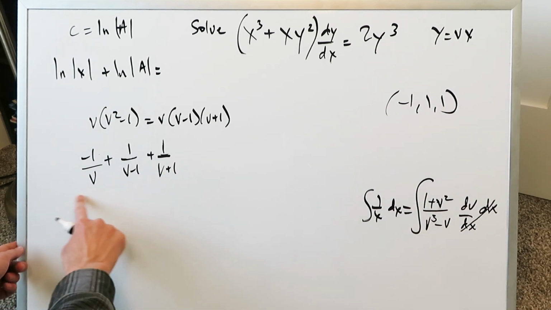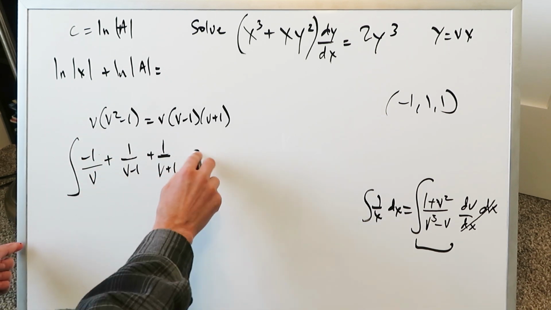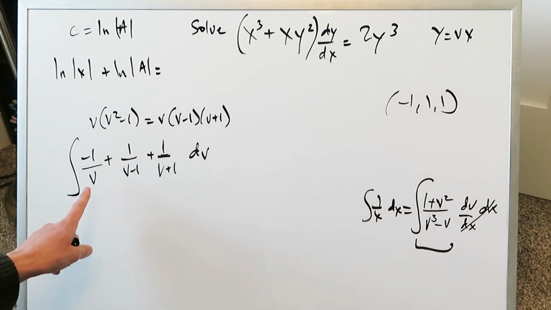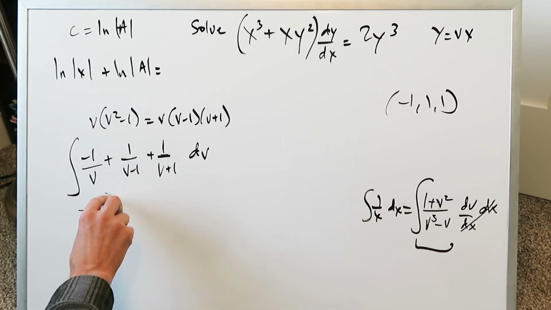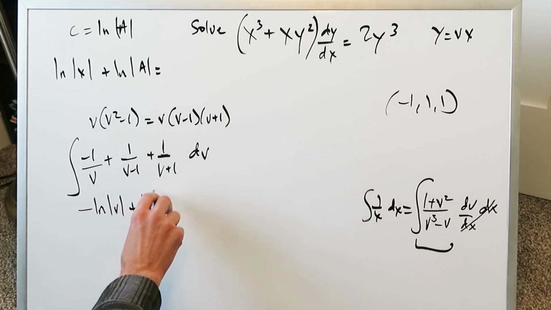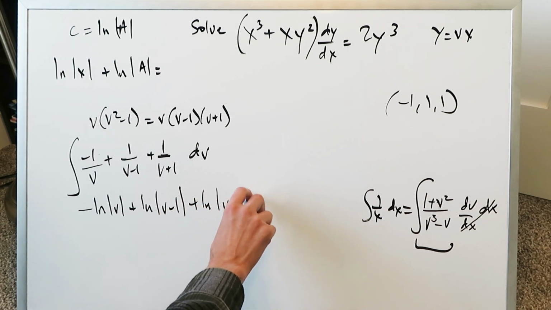But all of this right here represents everything coming out from right here in terms of an integral with respect to dv, and these are easy. We just do step by step. We bring them in: minus natural log v plus natural log v minus 1 plus natural log v plus 1.